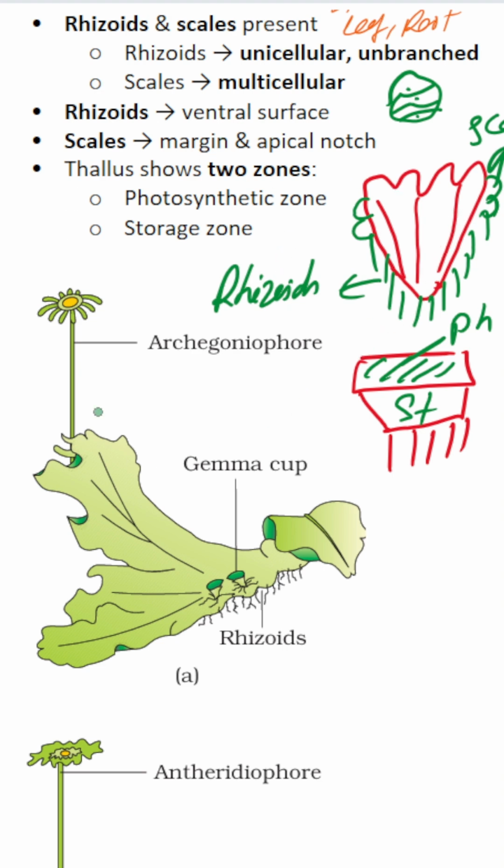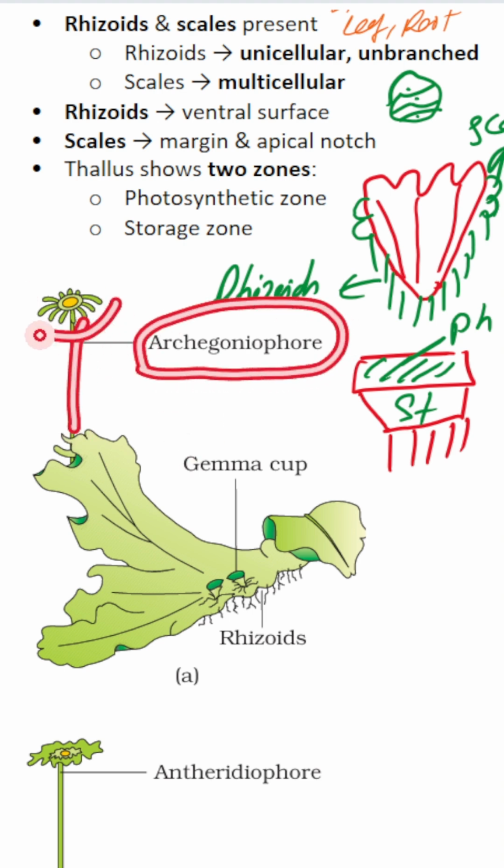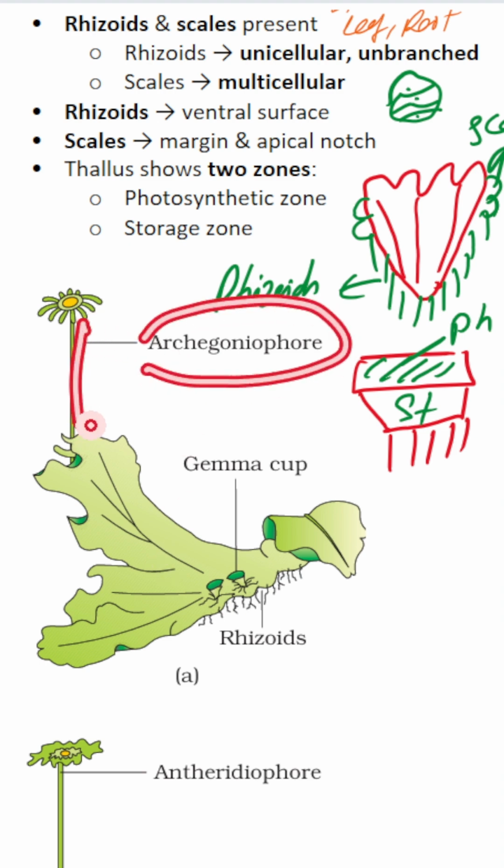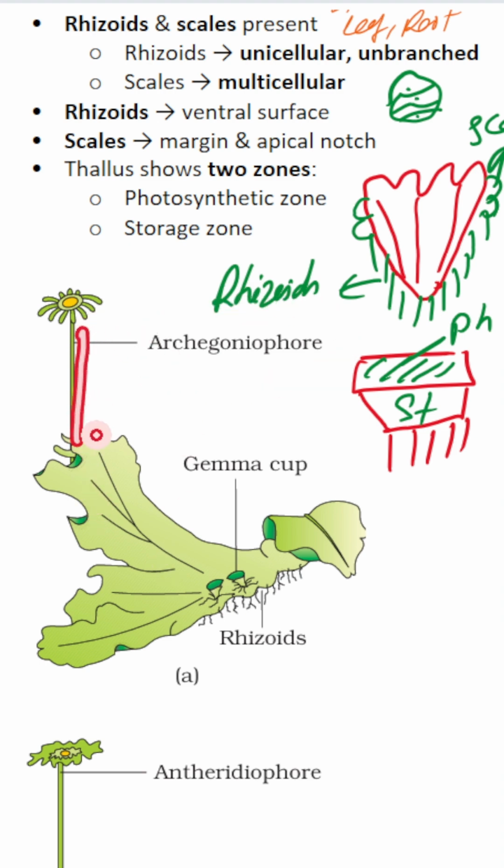So let's take an example. Suppose this is the example of a thallus. It is the example of the Marchantia plant, where we find this particular structure. This structure is the female structure, called the archegoniophore. The archegoniophore is the stalk, and this is called the archegonia. So the archegonia is the female sex organ. This is the gametophytic plant, and the archegoniophore is the stalk that originates from the thallus.